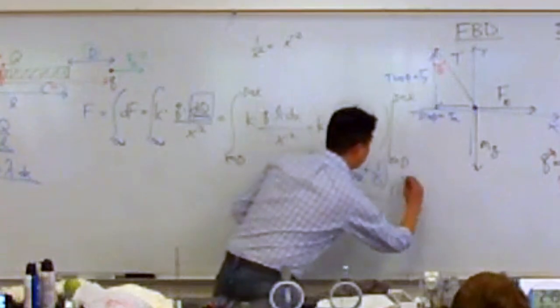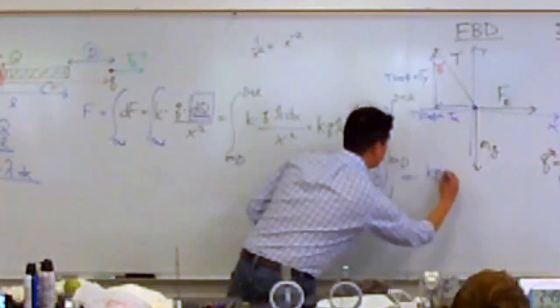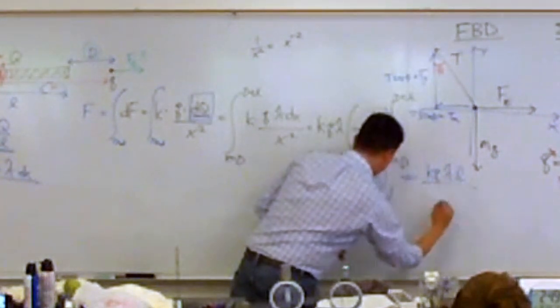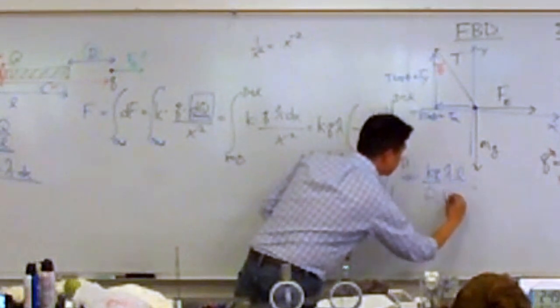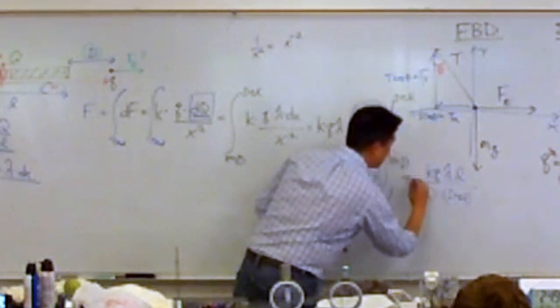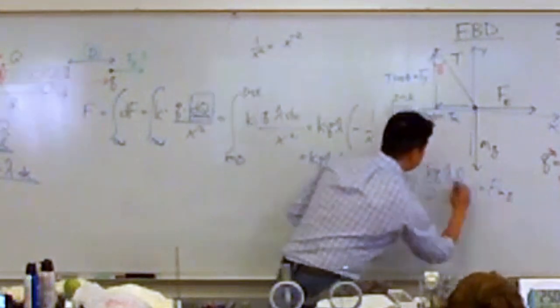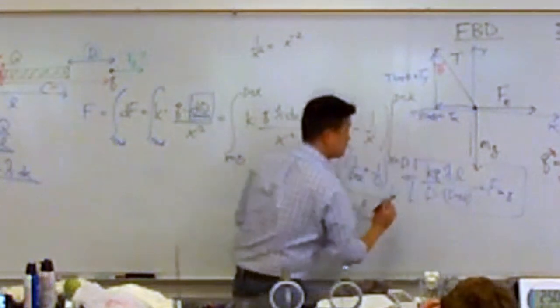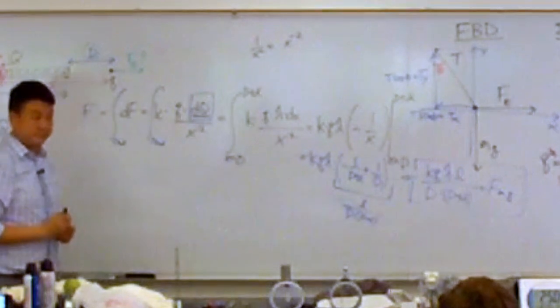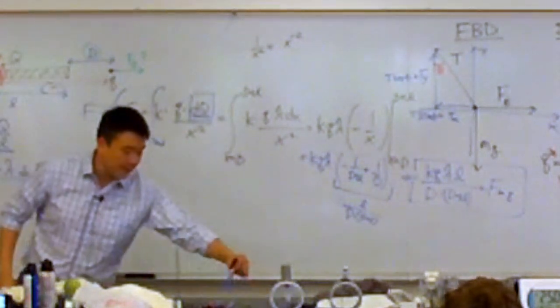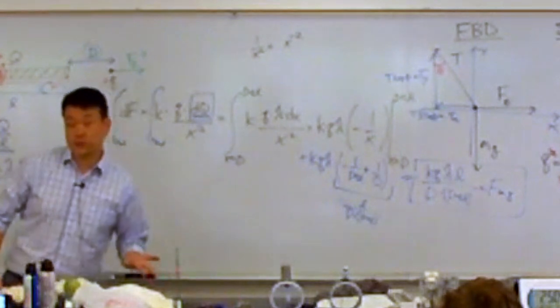So all of this is equal to k, q, lambda, let me use this, times L over d times d plus L. And hopefully the units work out. This is the force on charge Q. Yep. Any questions? All right, I'm kind of out of time, but let me ask you this one last question.